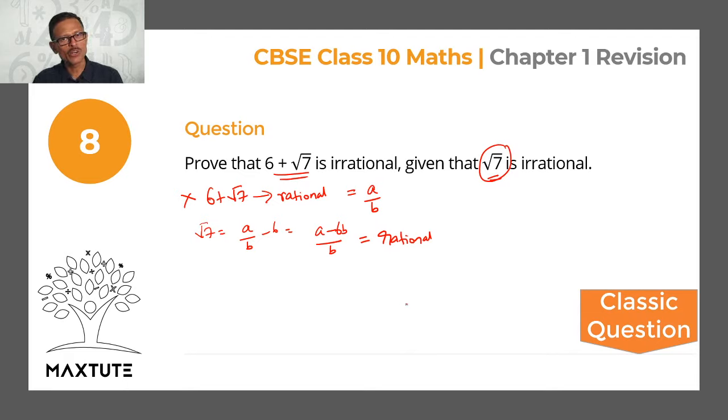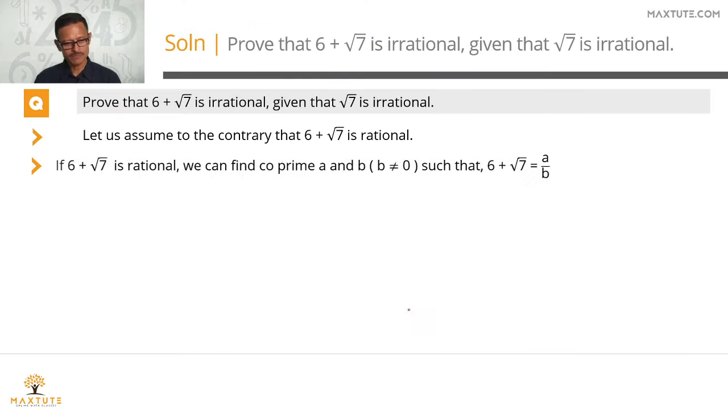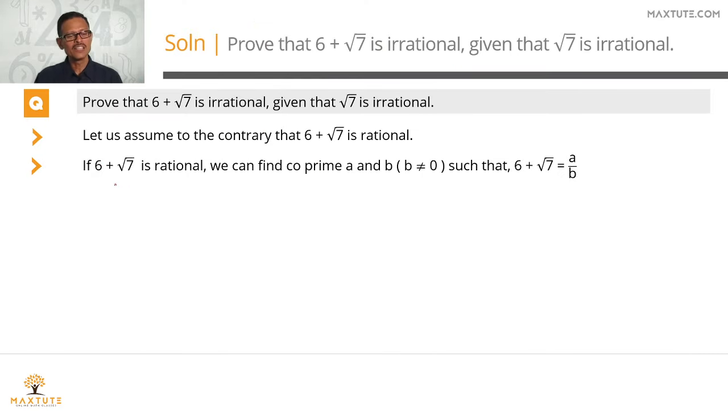I'm going to quickly walk you through how you should write this in the examination. It will exactly state this. We are going to assume the contrary, that 6 plus root 7 is rational. We are actually trying to prove the opposite. We are assuming the opposite.